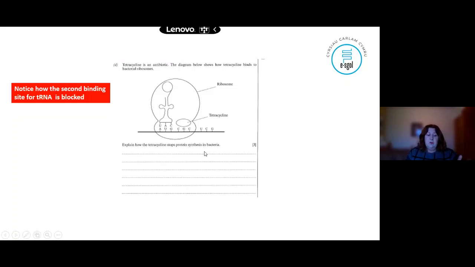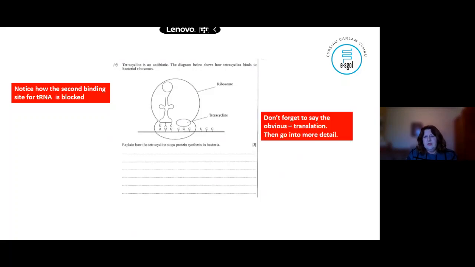Of course, if you stop protein synthesis in bacteria, bacteria can't survive. So this is one way that you can treat a person with an antibiotic, because then the bacteria can't thrive or grow. So don't forget the obvious here. They haven't mentioned the word anywhere. What's missing is the word translation, and then go into the detail.